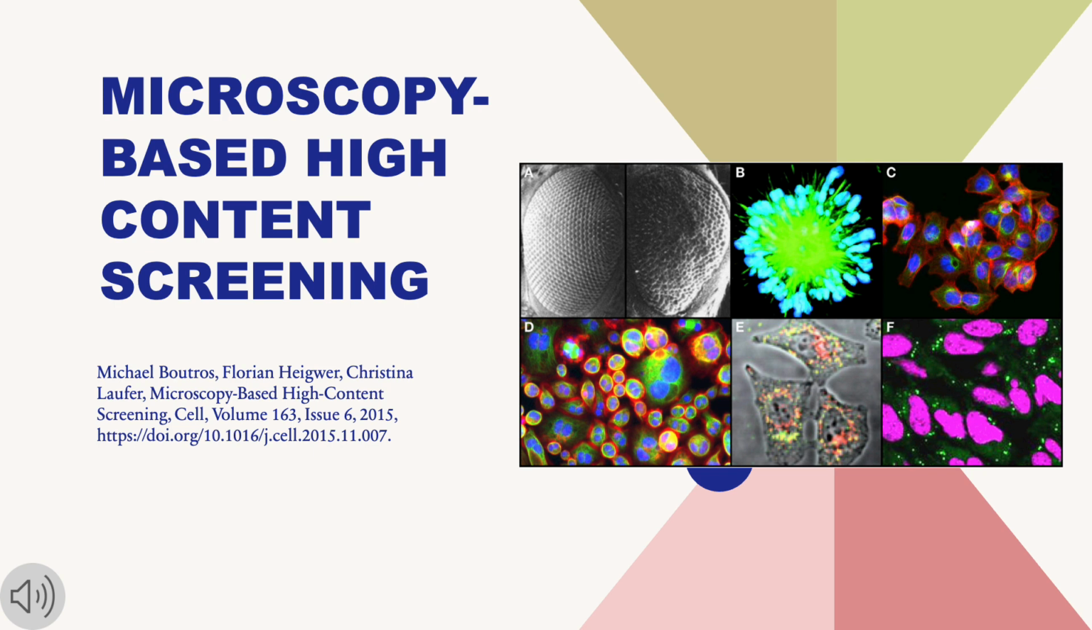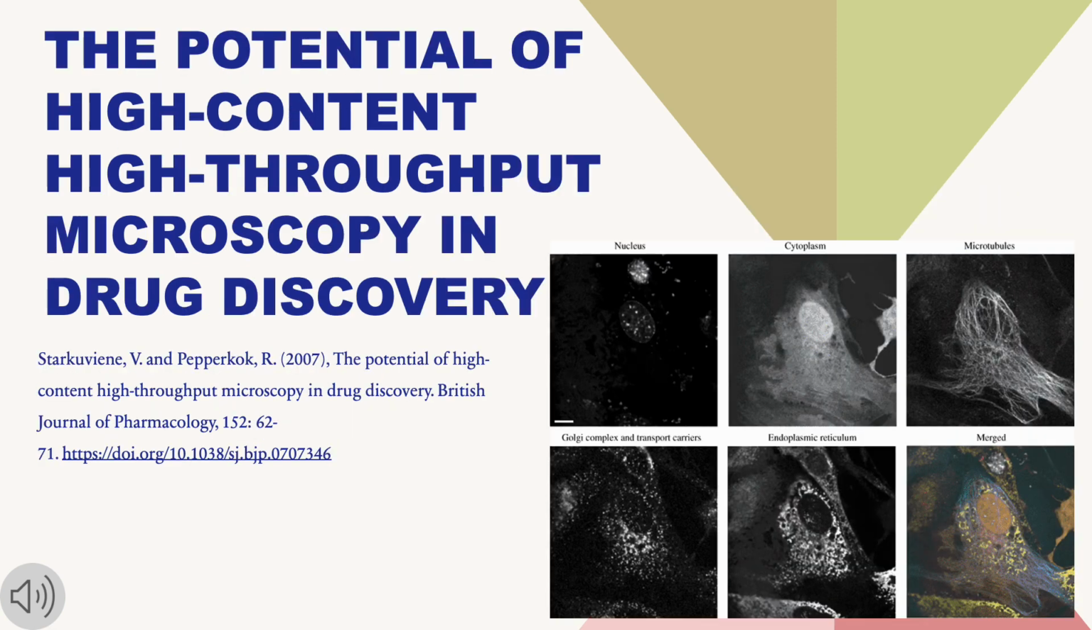F shows confocal micrographs of L cells after treatment with WNT3A conditioned medium, where magenta indicates DAPI and green indicates lipid droplet formation. Here we have an image from a paper titled The Potential of High-Content, High-Throughput Microscopy in Drug Discovery. The figure shown indicates the detection of multiple fluorophores in one cell, showing the nucleus, cytoplasm, microtubules, Golgi complex and transport carriers, and the endoplasmic reticulum individually, and then combined for the final image to show the fluorophores present in each of these areas.